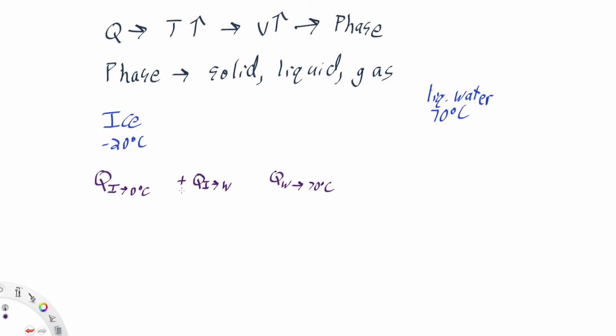Does it start melting through at 0 degrees? No. If you stop adding any energy to the ice at 0 degrees, it will remain 0 degree ice.